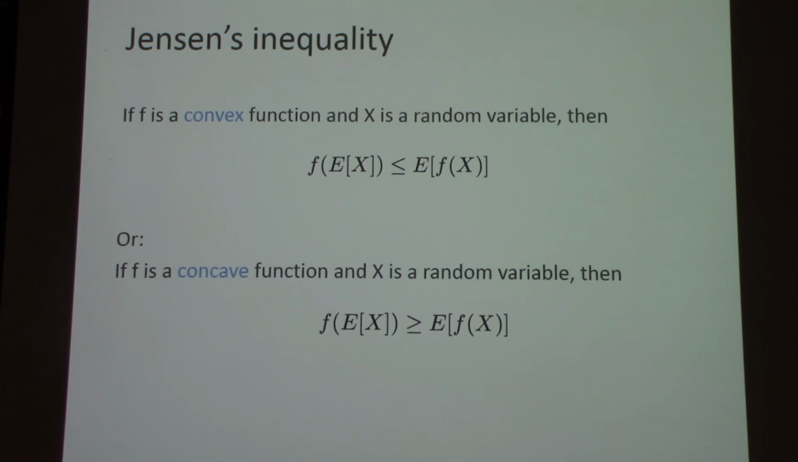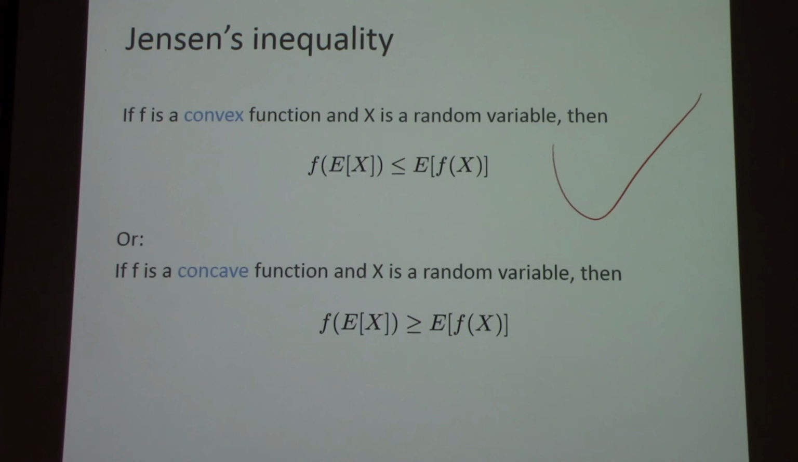It says if some function f is convex, then for any random variable, f of the expected value of x is less than or equal to the expected value of f of x. It just comes from the definition of convexity, or alternatively for concave functions, f of expected value of x is greater than or equal to the expected value of f of x. I can never remember the direction of the inequality, so I prefer to think of it in pictures. You have a function, let's say it's convex.